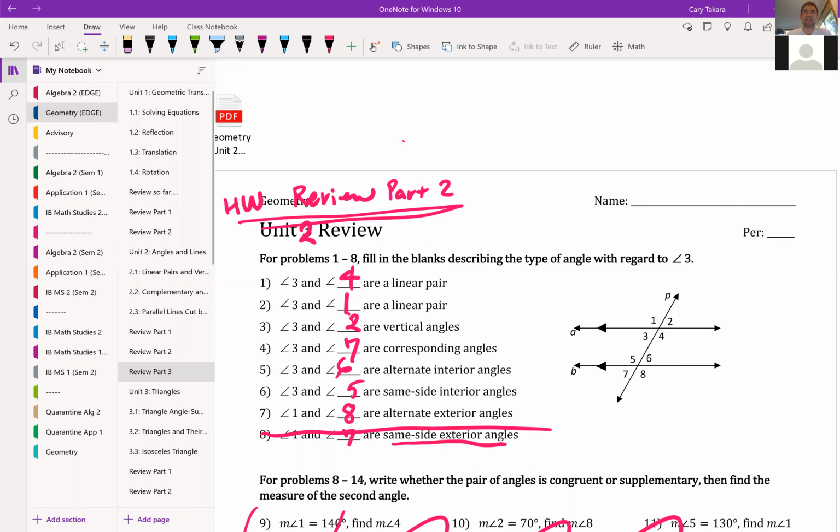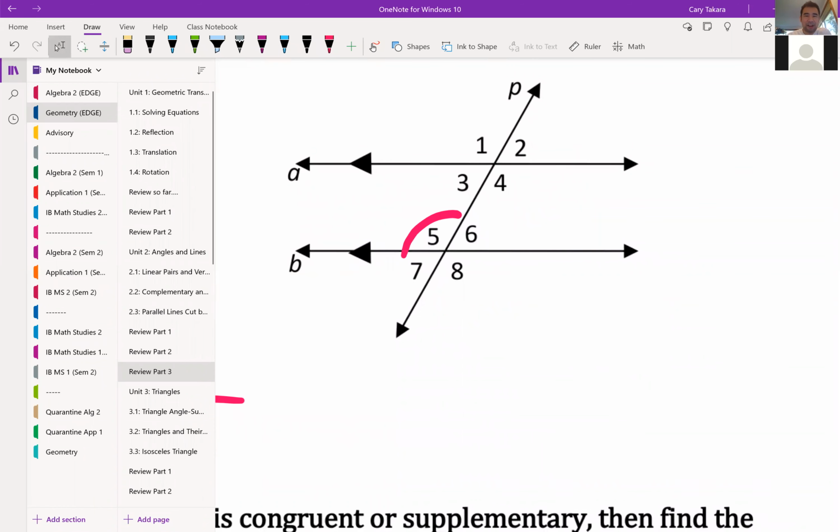Just talk to me. What's 5 and 8? It is vertical. Were you thinking about that? 5 and 8, that's vertical angles. Okay. How about 4 and 6? What would you call that? It would be same side interior angle. Yeah, did you get that?